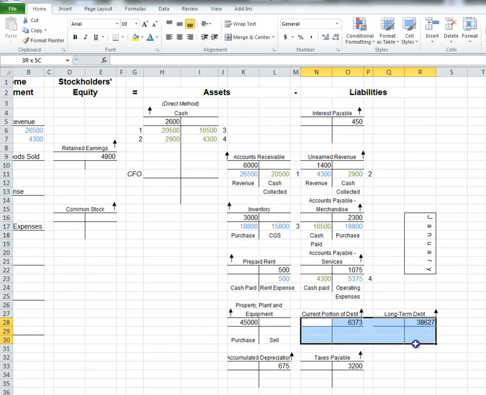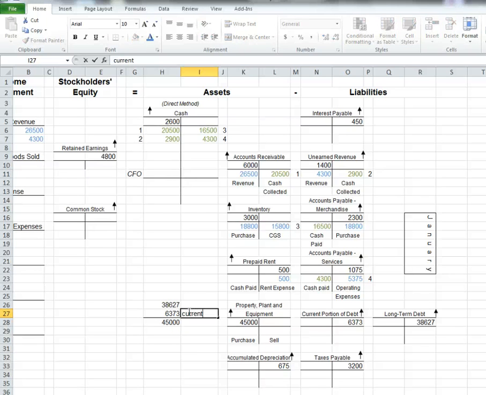Here are a couple of suspicious accounts right here: current portion of debt and long-term debt. If you take the 38,627 and add the 6,373 to that, I'll get $45,000. That's not coincidental. That tells me they bought property, plant, and equipment of $45,000 and they signed a loan at the bank to do that. Now, here's the clincher. The current portion of that $45,000 is $6,373. Then the other $38,627 is due in the long run.